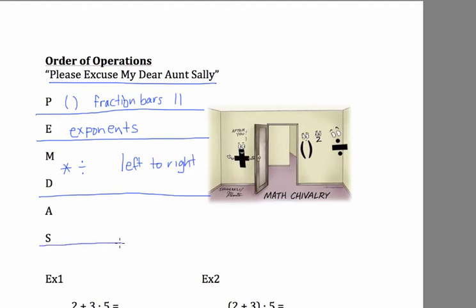Last but not least, addition and subtraction. Just like multiplication and division, they are not on two separate levels, they're together. So if there is addition and subtraction both in a problem, again, you work left to right. Please excuse my dear Aunt Sally. Parentheses, exponents, multiply, divide, add, subtract.